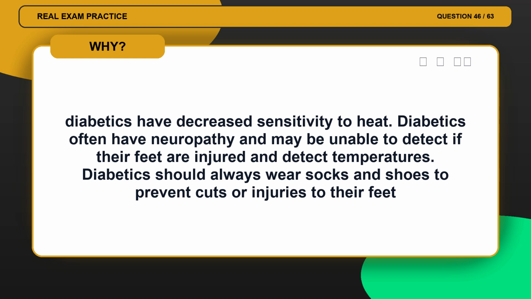Diabetics have decreased sensitivity to heat. Diabetics often have neuropathy and may be unable to detect if their feet are injured and detect temperatures.